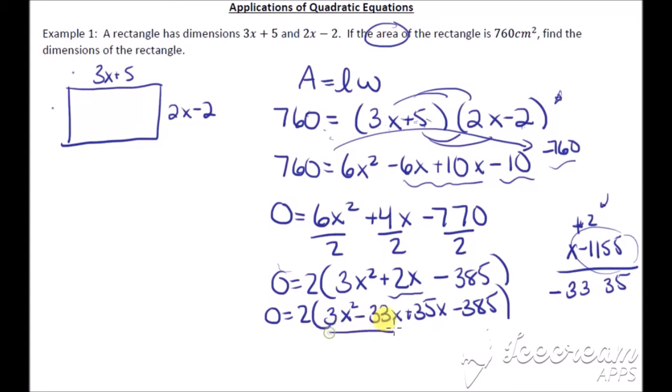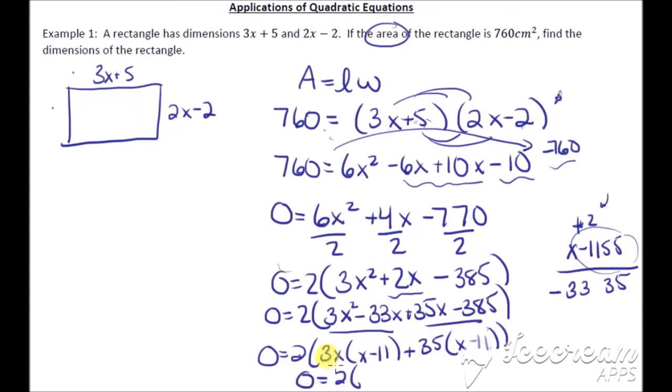Then we're going to factor by grouping. Let's group the first two terms, and remember this 2, just keep bringing it down. The first two terms, I'm going to factor out 3x, and I get x minus 11. The second two terms, let's see if I can factor out the full 35. Yeah, I'm going to factor out that full 35, and I get x minus 11. So I get 0 equals 2, and out of those two, the x minus 11 is the common factor, and I'm left with 3x plus 35.